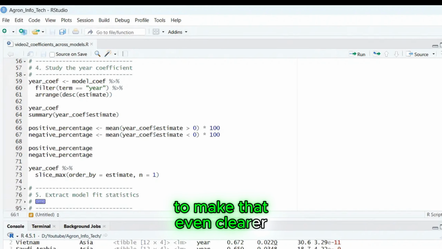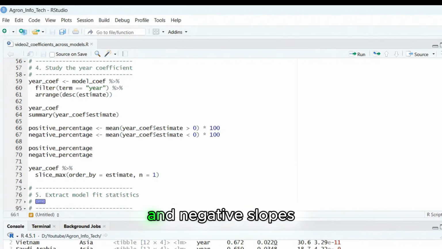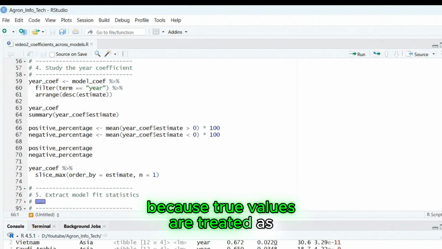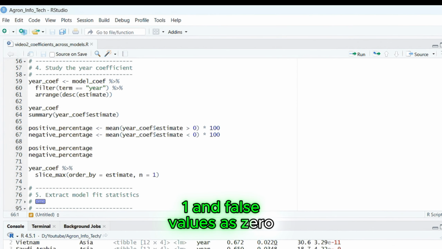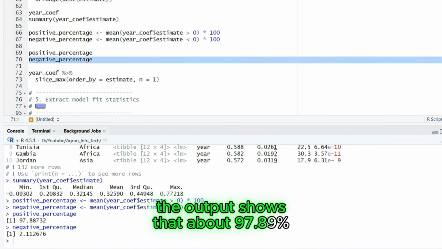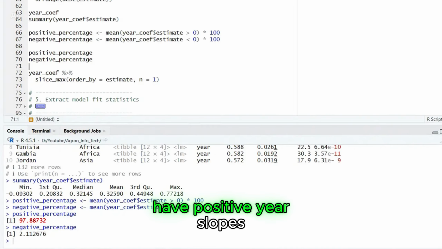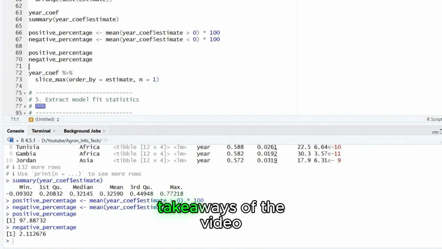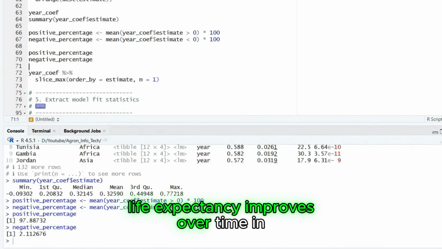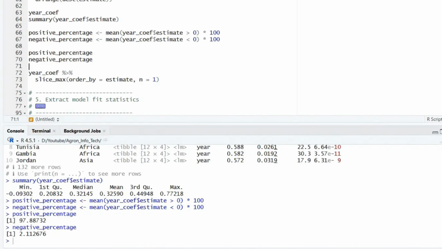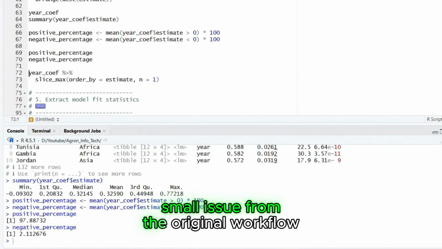To make that even clearer, I calculate the percentage of positive and negative slopes. I use a logical comparison inside mean because true values are treated as 1 and false values as 0. After multiplying by 100, the output shows that about 97.89% of countries have positive year slopes and about 2.11% have negative slopes. This is one of the key takeaways of the video. Across the Gapminder data, life expectancy improves over time in almost every country, but the strength of that improvement varies widely. At this point, I correct a small issue from the original workflow.